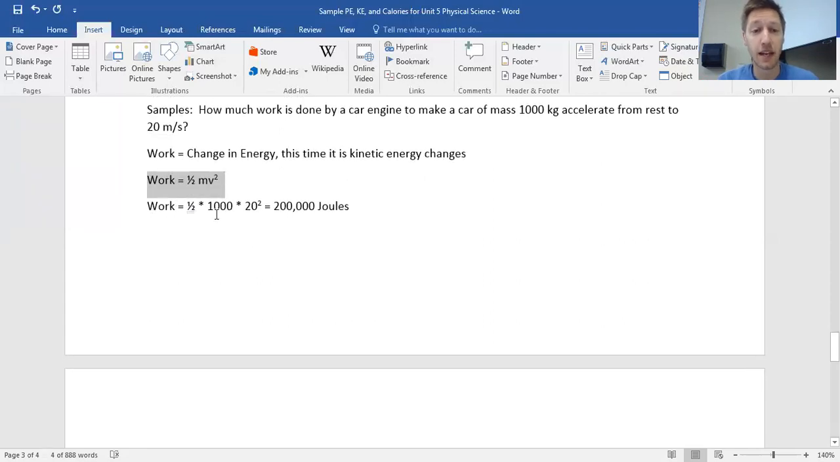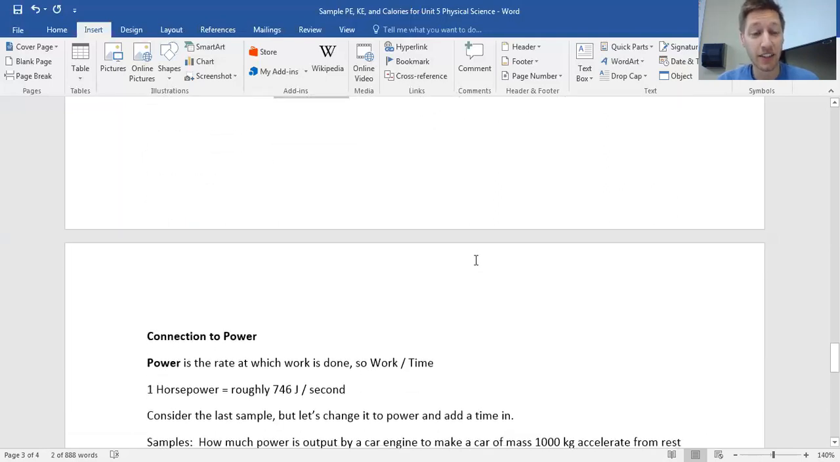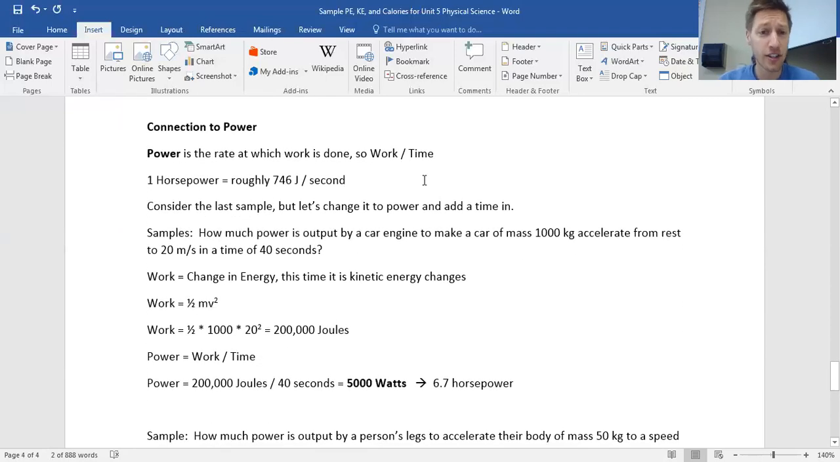So that's going to be 1/2 times the mass, which is 1,000, times 20 squared. That's the amount of work that's been done by the car engine to make your car get up to speed. Now let's connect this to power. And power is just how fast you're doing the work. So it's going to be how much work you did divided by the time it took you to do it.